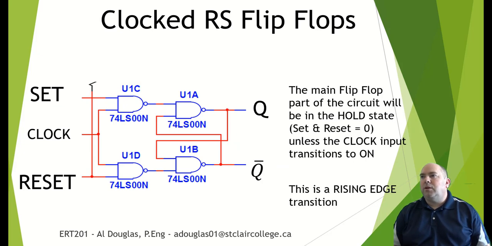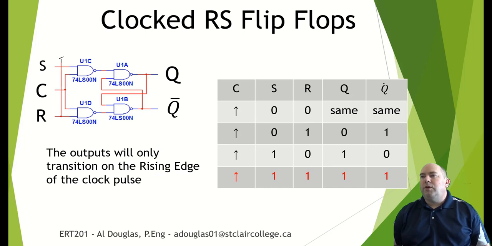in TinkerCad as well. So the main part of the flip-flop circuit will be in the hold state unless the clock input transitions to on. This is a rising edge transition. So rising edge transition meaning it is when this here happens that we actually get the transition and the switch of these signals. So what you'll see, the other thing we're going to see now as well, is that now this becomes an active high circuit.